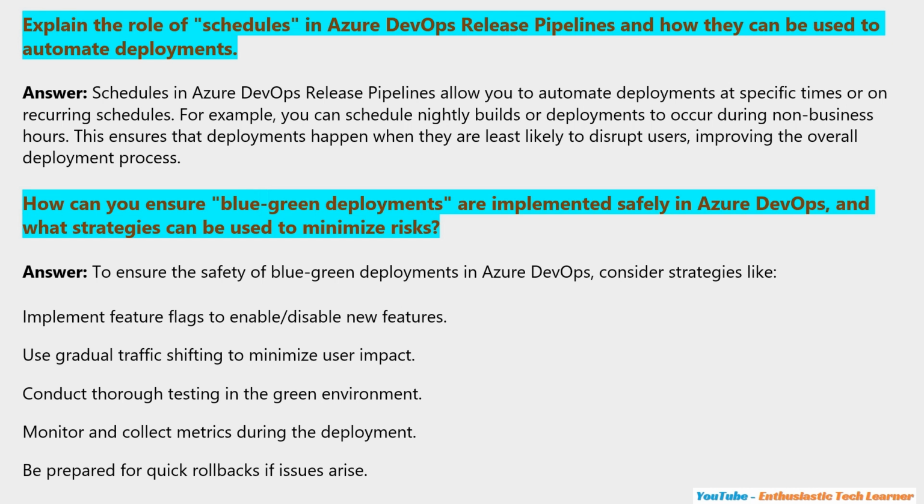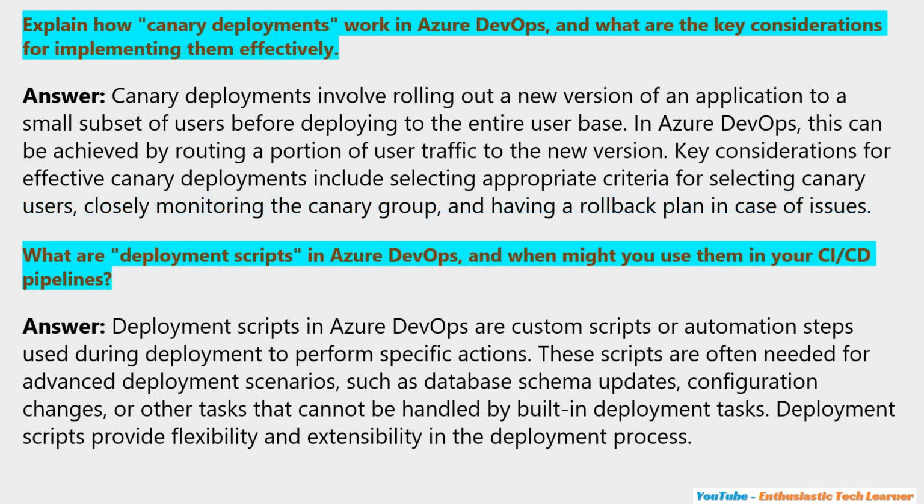Explain how Canary deployments work in Azure DevOps and what are the key considerations for implementing them effectively. Answer: Canary deployments involve rolling out a new version of an application to a small subset of users before deploying to the entire user base. In Azure DevOps, this could be achieved by routing a portion of user traffic to the new version. Key considerations for effective Canary deployments include selecting appropriate criteria for selecting Canary users, closely monitoring the Canary group, and having a rollback plan in case of issues.